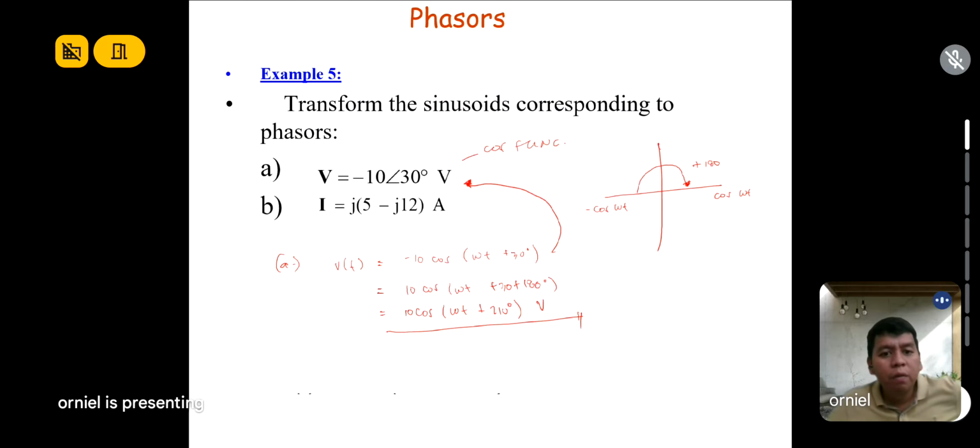This is now the sinusoid, the time domain function for the voltage. How about this one for the current? Is this your answer?